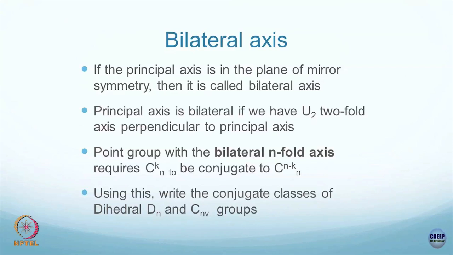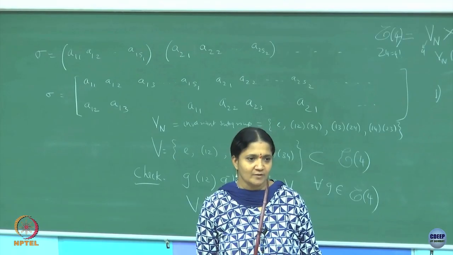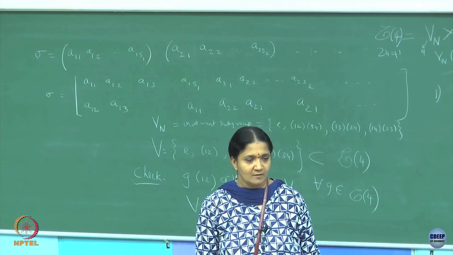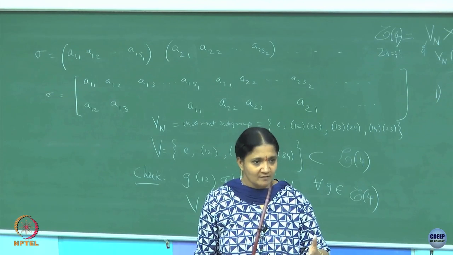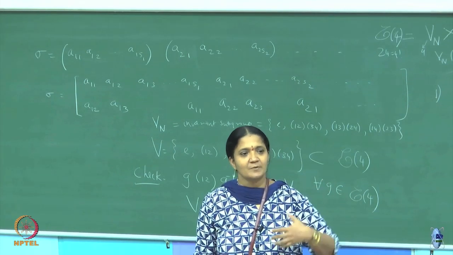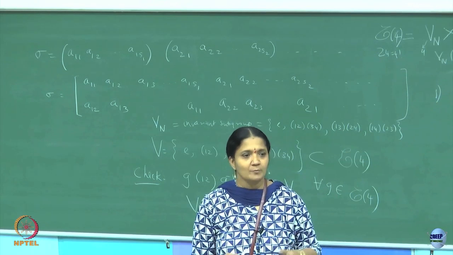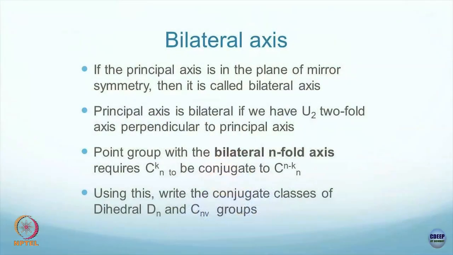Mirror plane basically. A mirror plane will have two directions, but at least one of them should coincide with the principal axis. Which one coincides, I do not care. The mirror plane can be xz or yz, I do not worry, but it should contain the z axis, which is the principal axis direction. Then you call it a bilateral axis. If you had the XY plane as a mirror symmetry and the z axis as the principal axis, then you do not call it bilateral. Is that clear?